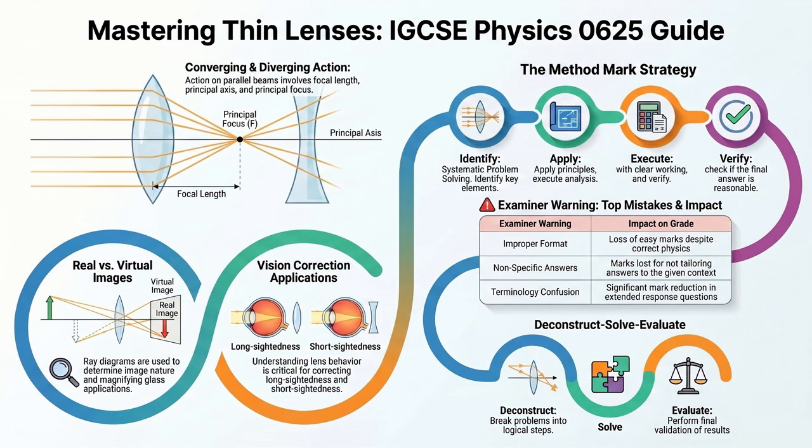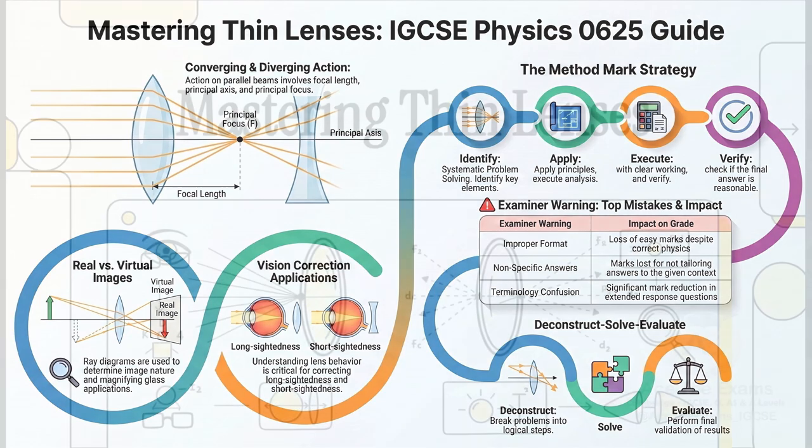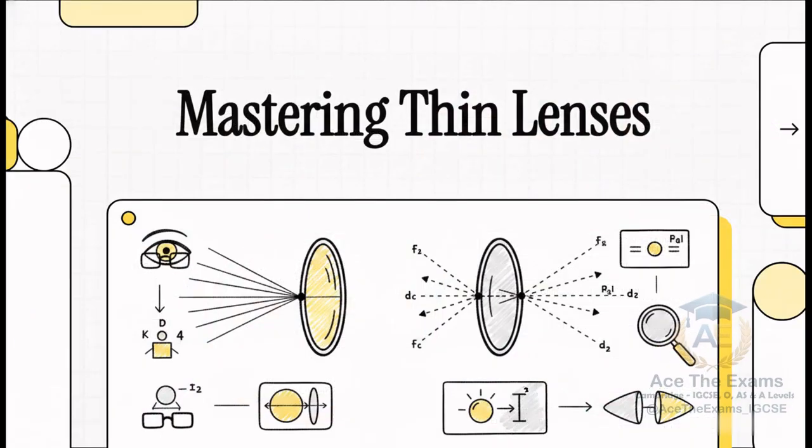Okay, let's dive right into this explainer and step into the high-stakes coliseum of the Cambridge 0625 physics exam. Today, we are focusing on the absolute ultimate boss battle of the entire syllabus. We're talking about thin lenses and ray diagrams. Now, if you're studying for Cambridge physics, you already know that this topic is an absolute beast.